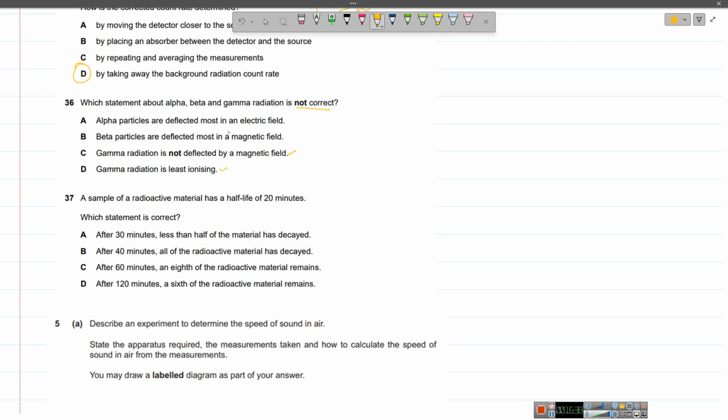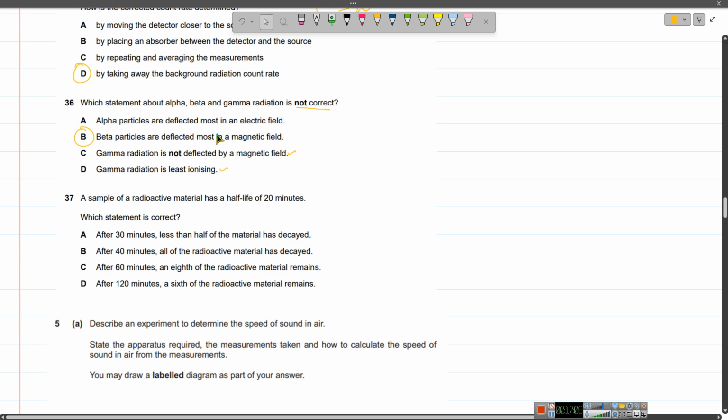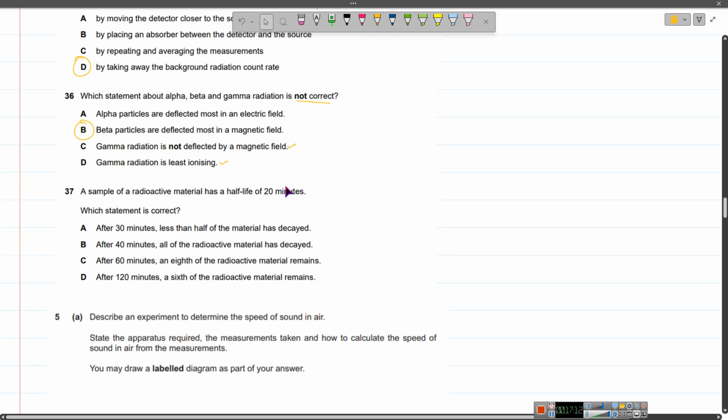Beta particles are affected most by the magnetic field. Alpha particles are affected most by electric fields, right? In the magnetic field, the force is going to be less. So B, because they're deflected less in the magnetic field, more in the electric field. Alpha particles are deflected more in the electric field because the electric field is able to pull them quicker because of the charges. So it will travel farther apart, right? It's due to the charge, but it's got a lot more mass. It's more massive. But the beta particle will deflect the most in the magnetic field.